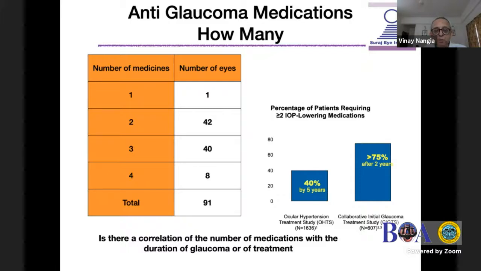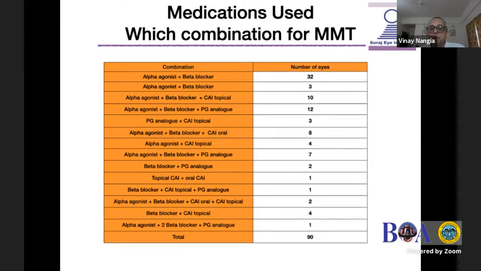And there is a sense from previous studies, and we'd like to ask whether there is a correlation of the number of medications with the duration of glaucoma or of treatment. That is, do you start increasing the number of medications with time, with the duration of glaucoma or with the duration of treatment actually. So we found that at our hospital, we were using a combination of alpha agonist and beta blocker in a larger number of eyes. But of course, there were several other variations of drops that we were using. And there were almost 12 or 13 variations of combination therapy that resulted in maximal medical therapy that we were using.